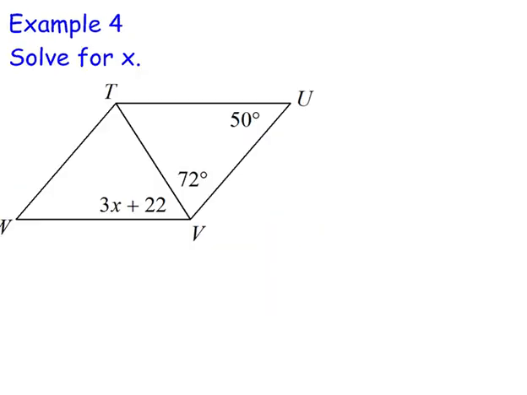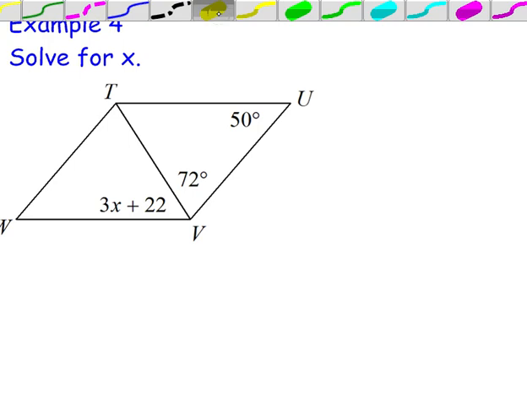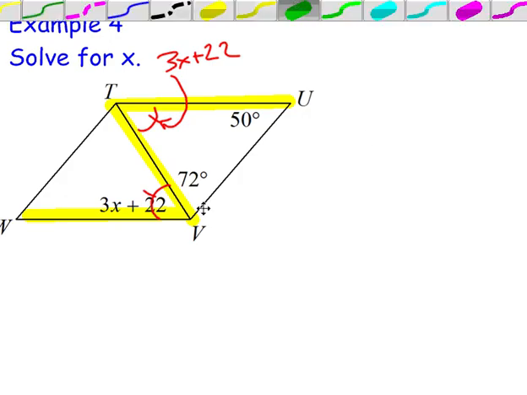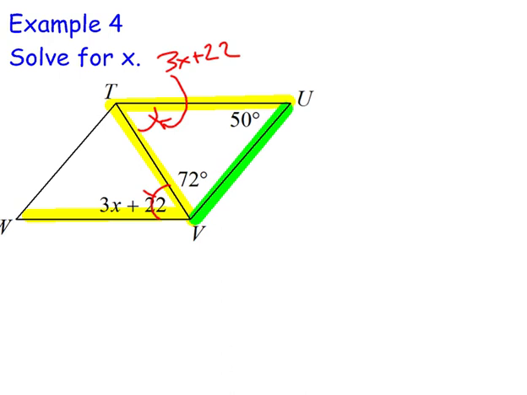All right, let's try one more. Solve for x. So again, we can use the alternate interior angles. We have a Z going on over here. And again, let's assume that we are given a parallelogram here. So since these are alternate interior angles, this angle and this angle, we could say that this angle here is also 3x plus 22. And what you're going to notice now is we got ourselves a triangle here.